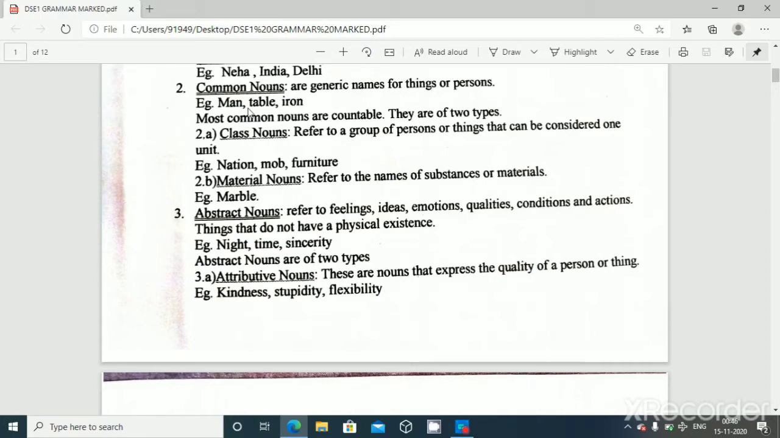So common as a whole, we know it's a generic name. Man can be any man. Table can be any table. Iron, the material. So that any type of iron material can be taken to be a common noun. But how it becomes categorized as class and material differently.